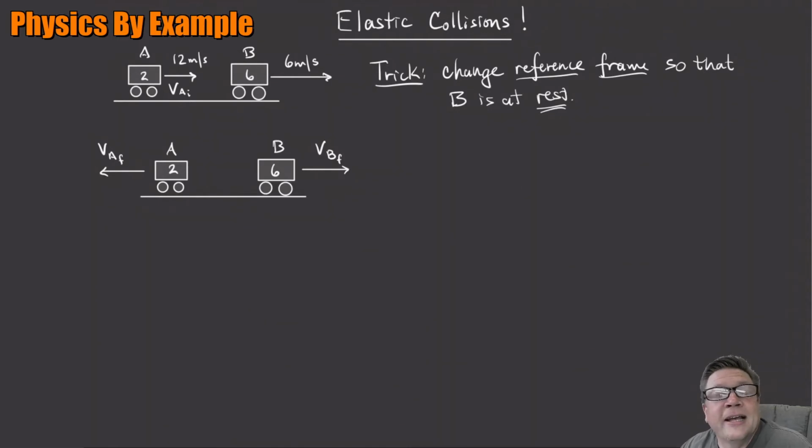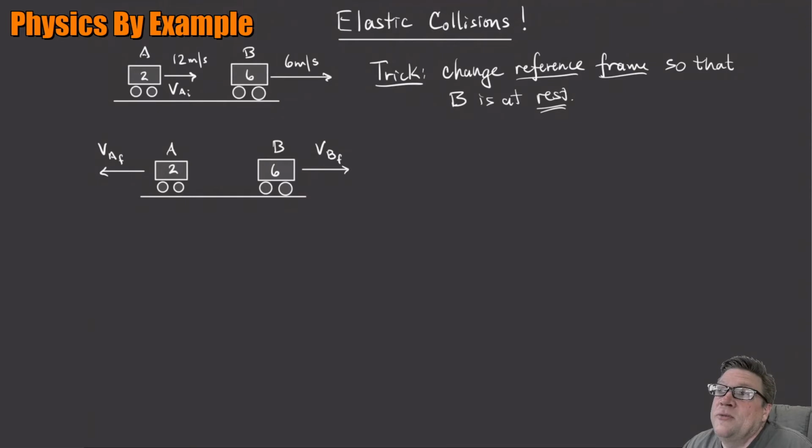So here's the trick. I'm going to pretend I'm watching this collision from the point of view of B, or from the point of view of a train that's going to the right at 6 meters per second, so that B is just standing still. We're going to evaluate the collision, and then we're going to transform back. You might think it's sort of cheating, but it's a trick that always works: you can transform into a different reference frame that makes the problem easy, solve the problem, and then switch back again. So that's what we're going to do.